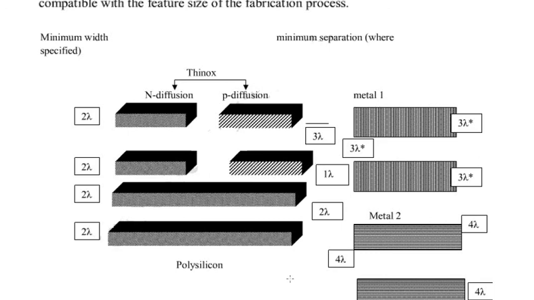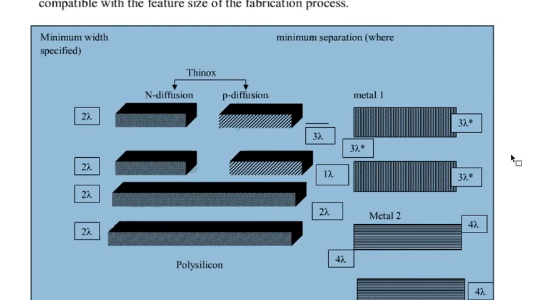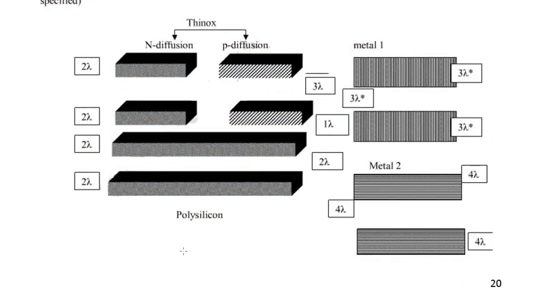So these are the lambda based design rules, and these are the dimensions that are used. This is polysilicon, this is N diffusion, and these are the metals. Polysilicon is of 2 lambda width, spacing is also 2 lambda, and the spacing between an N diffusion or P diffusion and a polysilicon layer should be 1 lambda. Metal layer width and spacing should be 3 lambda, and if you are using the second metal layer, its width should be 4 lambda, and spacing between the two should also be 4 lambda. I hope you are clear with all the lambda based design rules over here.